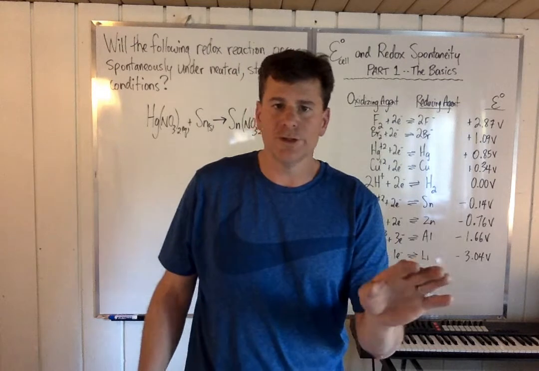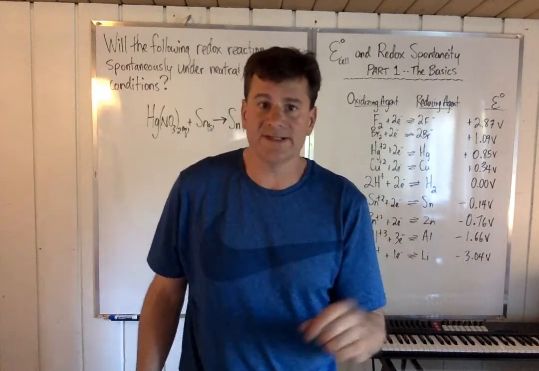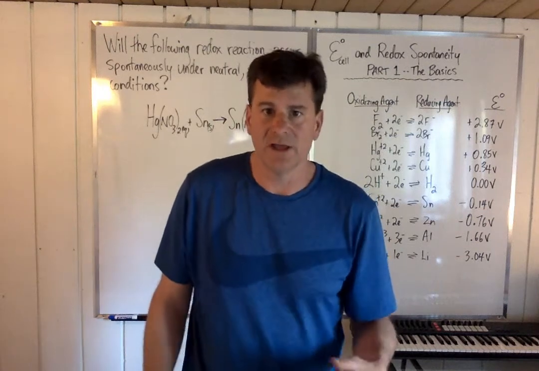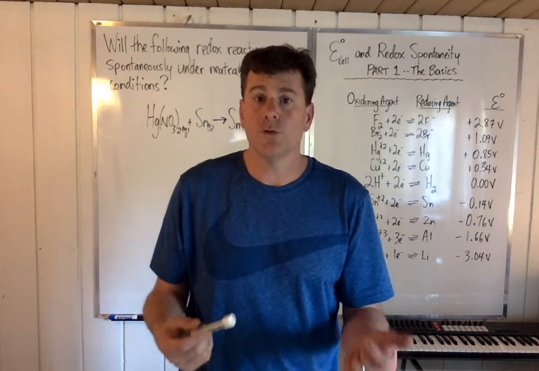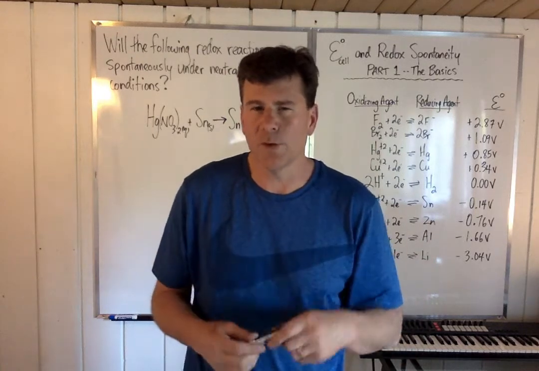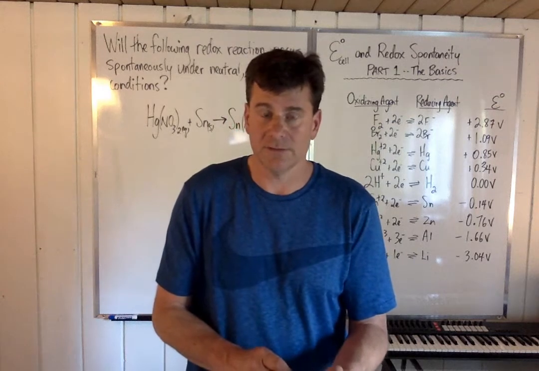So when F2 reduces to F minus, it's not as if that thing has 2.87 volts of potential energy. It matters what you put it with. So where do these numbers come from and what do they actually mean? They are relative values. Okay?